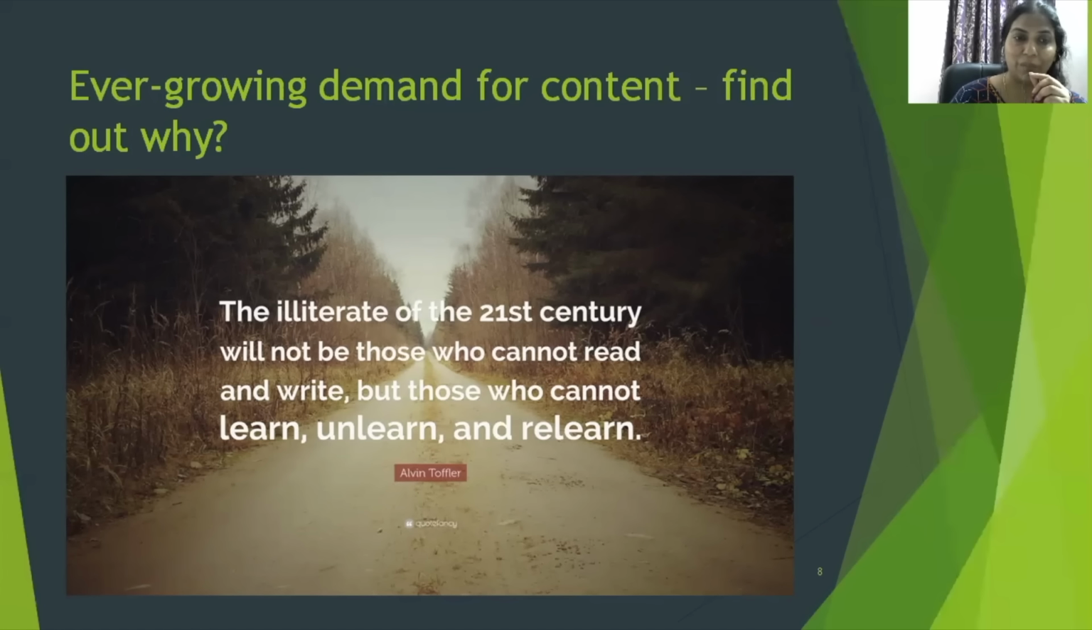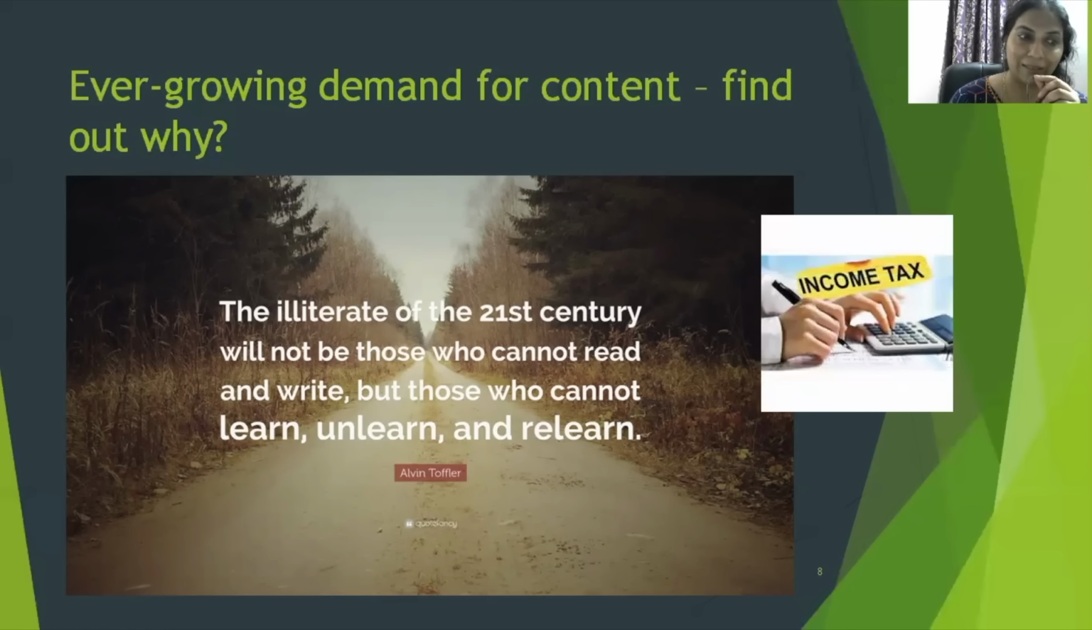Alvin Toffler, a futurist, had predicted in 1970 in his famous work, Future Shock, the illiterate of the 21st century will not be those who cannot read and write, but those who cannot learn, unlearn, and relearn. Look around us and you will realize that the world is all about learn, unlearn, and relearn.